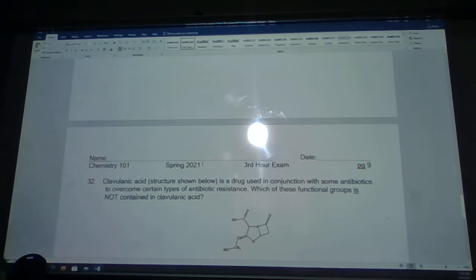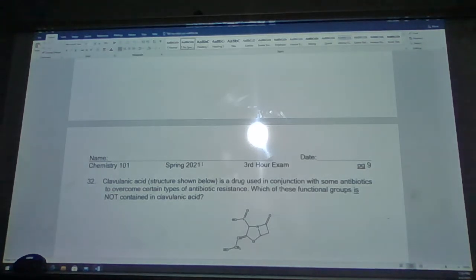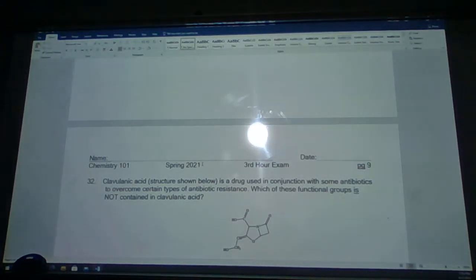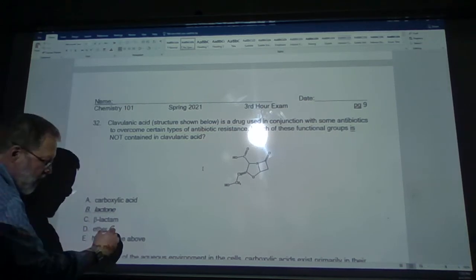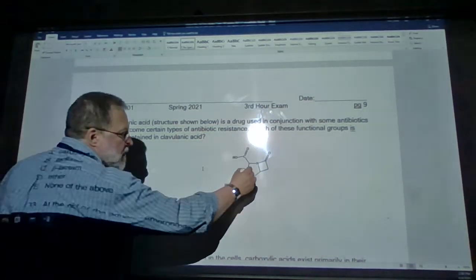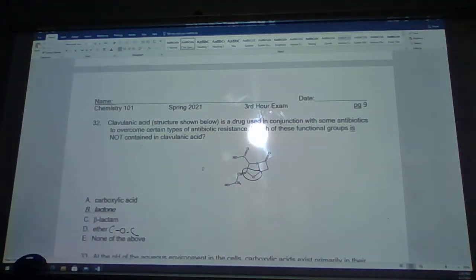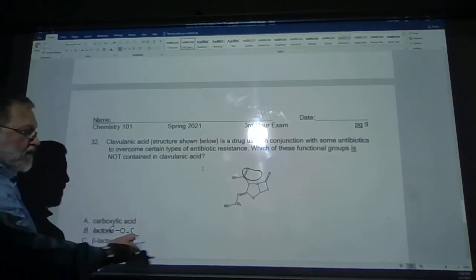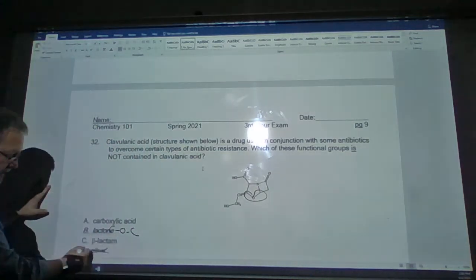Number 32, clavulanic acid, structure shown below here. It's a molecule used in combination with other antibiotics to overcome antibiotic-resistant molecules. Which functional group is not contained in clavulanic acid? Carboxylic acid, lactone, beta-lactam, ether. Ether, carbon, oxygen, carbon. Let's move that down. Ether, carbon, oxygen, carbon. We've got it.